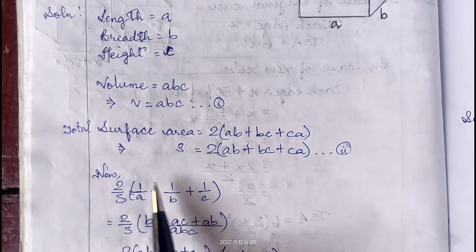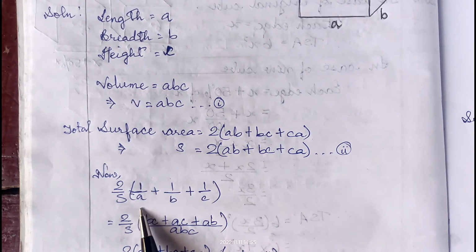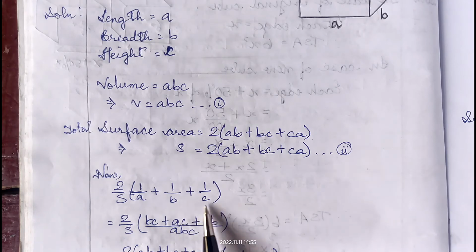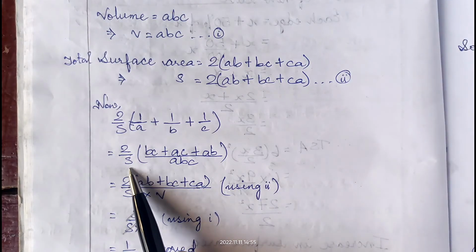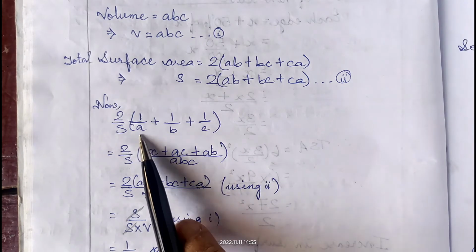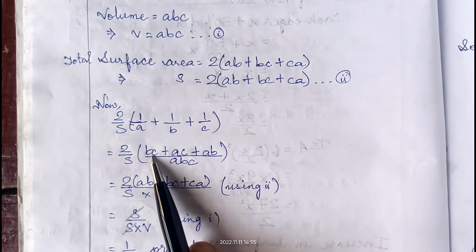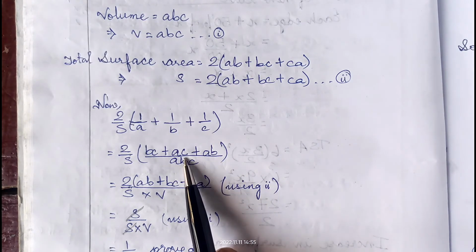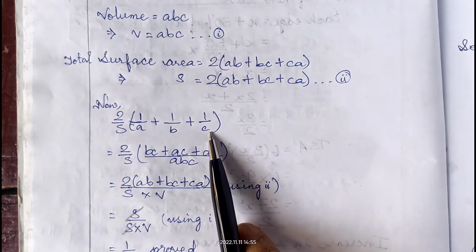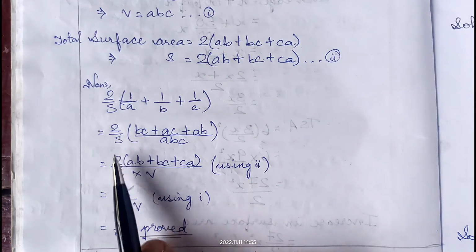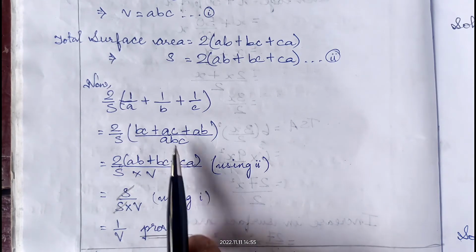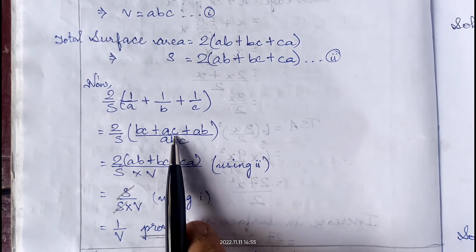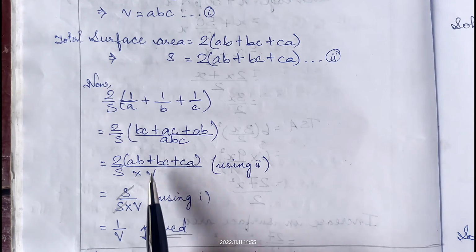Now in the question it is given that we are to show this part equals 1/V. So we are starting from the right hand side. Here 2/S (1/A + 1/B + 1/C). So it will be 2/S, LCM is ABC, ABC divided by A will be BC, so BC into 1, BC plus ABC divided by B will be AC, AC into 1, AC plus ABC divided by C is AB, AB into 1, AB. In the numerator it will be 2(AB + BC + AC), and in the denominator it will be S into ABC. Already we got V = ABC, so instead of ABC we can write V.